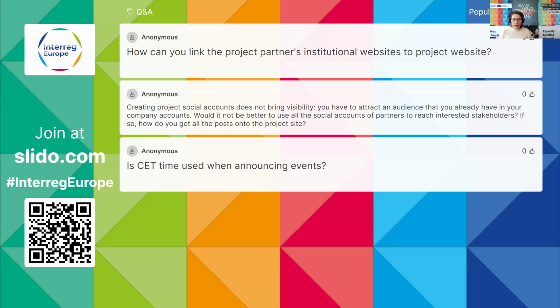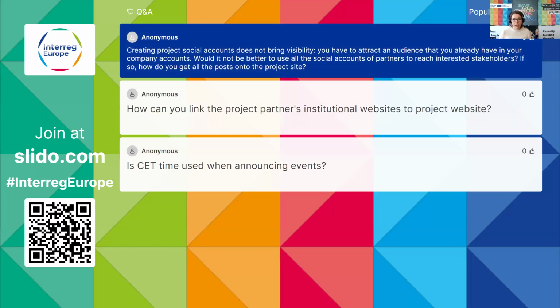About the social media accounts, someone is asking us: creating project social accounts does not bring visibility. You have to attract an audience that you already have in your company account. Would it be better to use the social accounts of project partners to reach interesting stakeholders? If so, how do you get all the posts into the project website?